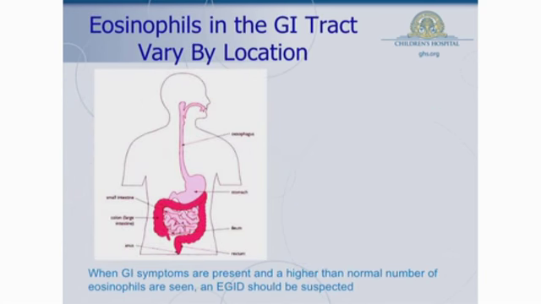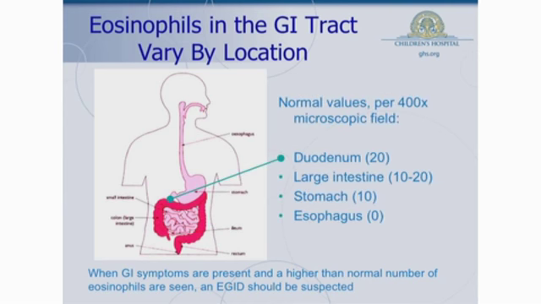So we know that depending on where you're looking in the GI tract, the number of eosinophils that you see varies. The highest number tends to be in the duodenum, the first part of the small intestine, where you see on average about 20 eosinophils per high-powered field. In the large intestine, or the colon, you see somewhere between 10 and 20 under normal circumstances. In the stomach, you see about 10 per high-powered field. And what's interesting, particularly to me, is that in the esophagus, you generally don't see any eosinophils. So that's the one area of the GI tract where seeing eosinophils for any reason implies something is going on there, something that's not a normal situation.